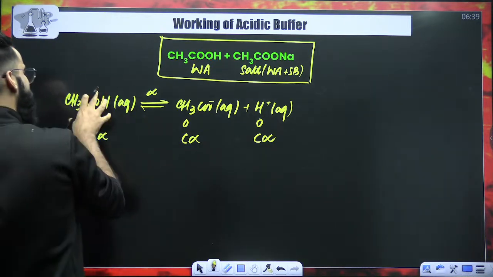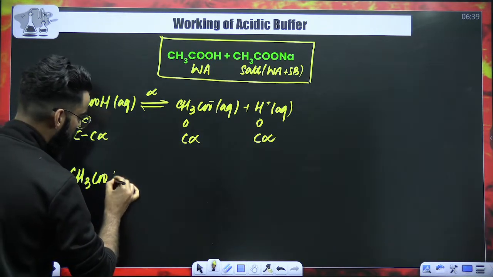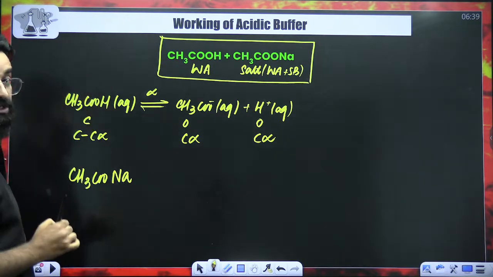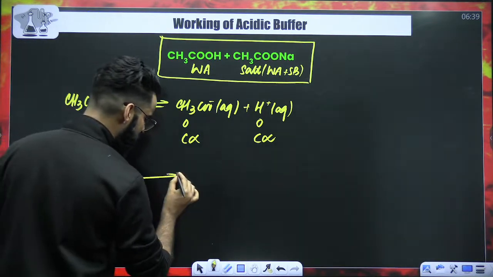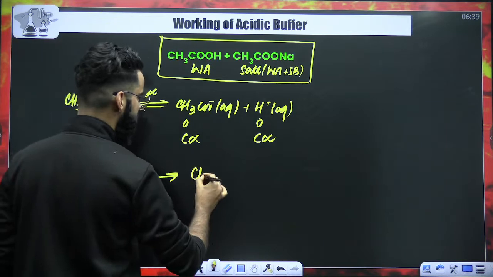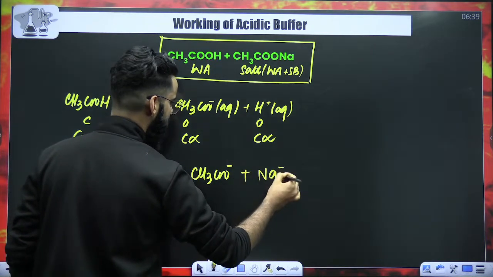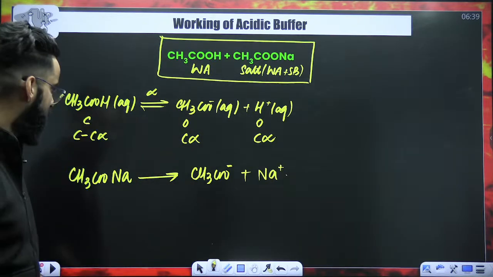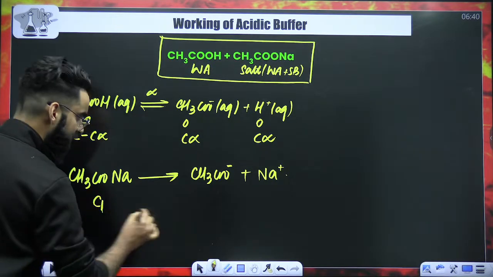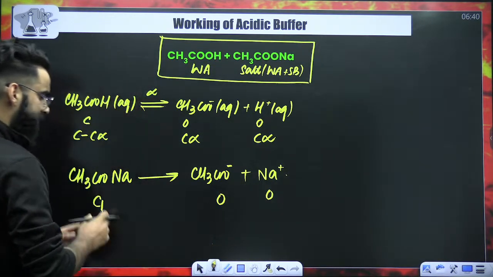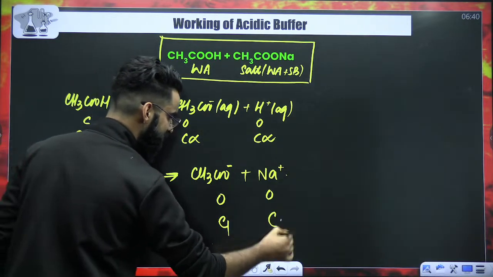Now, in the same container, we are adding CH3COONa, which is a salt. And this particular salt will completely get dissociated into its ions. Its ions will be CH3COO negative, and with that you'll be getting Na positive, right? In the same container, you are introducing a salt. Let's assume its concentration is C1. This is 0. This is 0. Now this is a salt, it will get 100% dissociated. So this will be 0. This will be C1. This will be C1.